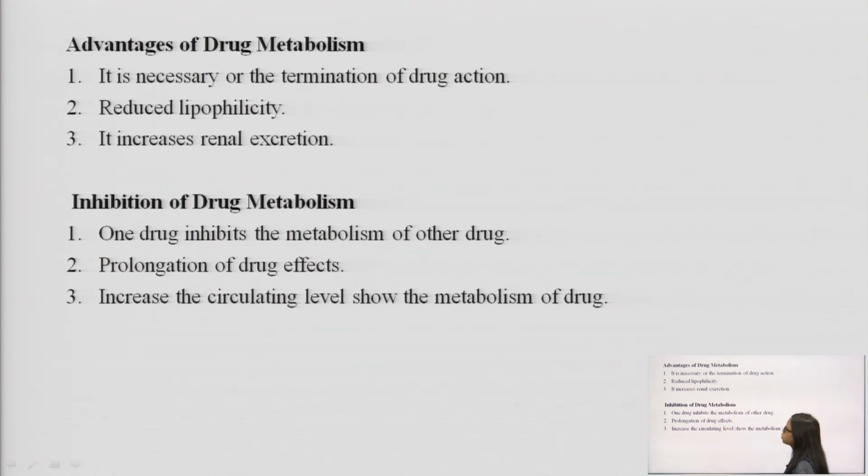Inhibition of drug metabolism. The factor which inhibits drug metabolism inside the body is that one drug inhibits the metabolism of another drug. Next is prolongation of drug effects. If the drug effect is prolonged, there is inhibition of drug metabolism. Third one, increasing the circulating level of the drug.